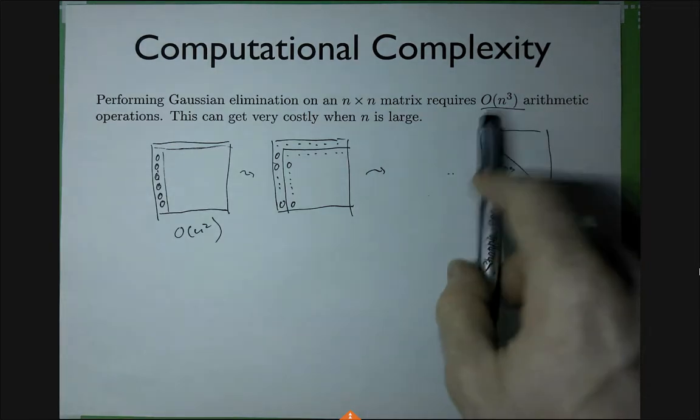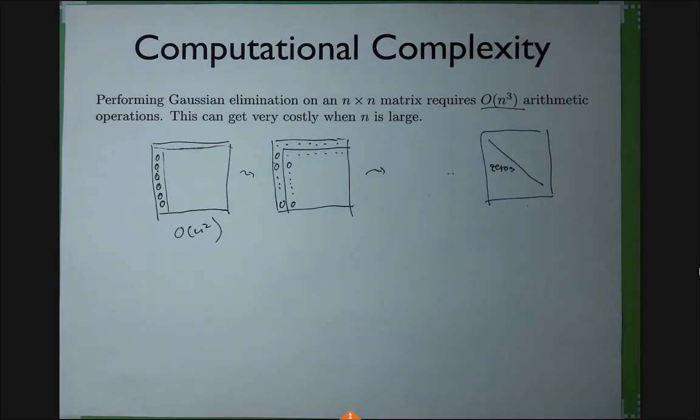Does everybody understand the big O notation? Or is there somebody who doesn't know the big O notation?